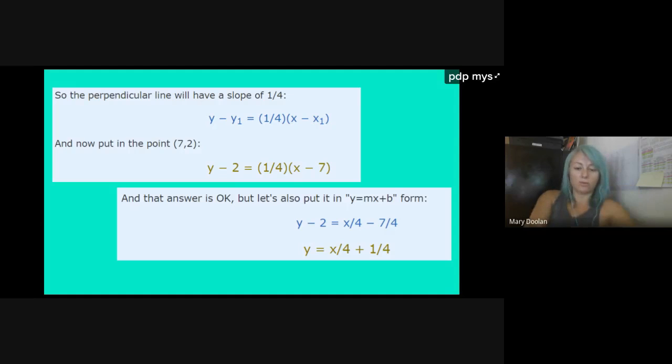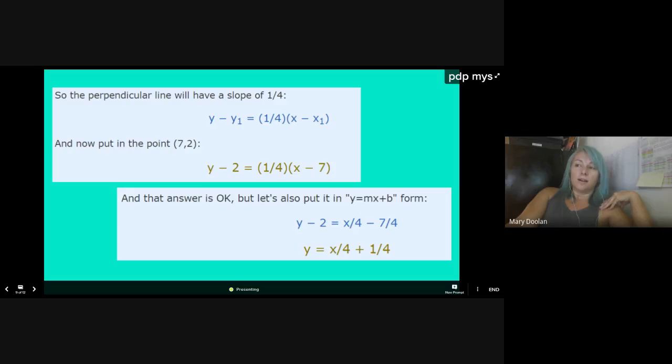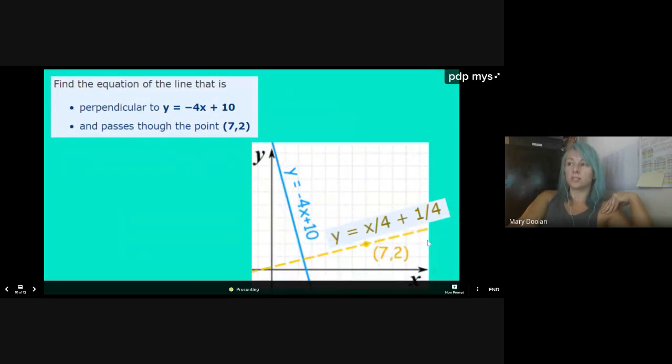So 2 times 4 over 4 is the same as 8 over 4, right? Because 8 divided by 4 is 2. So 2 is the same as 8 over 4. 8/4 minus 7/4. When you subtract fractions, you only subtract the numerators. 8/4 minus 7/4 is 1/4. So after all of that, here is the equation. And you can see that that is the equation of that line right there.